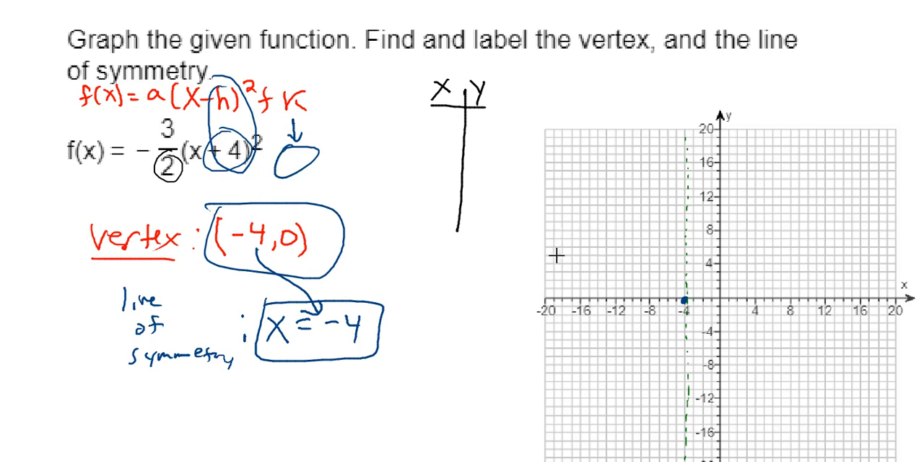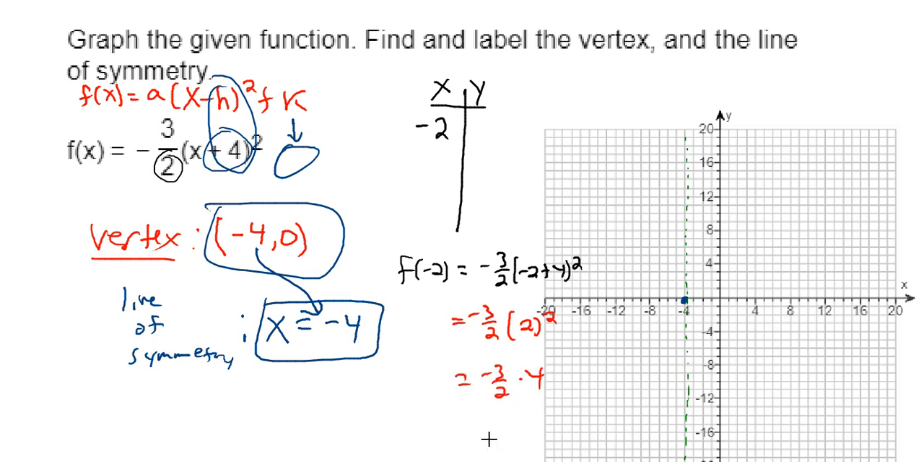So I'm not going to pick 4 though, because that's going to be kind of a big number. I want to stick close to the vertex, so I'm going to pick -2. That keeps me close to the vertex, so the number should stay kind of small, and because it's an even number, I think this will work out nicely. All right, so let's plug in -2 here. We'll get -3/2 times (-2 plus 4) squared, and then we're going to simplify, so we'll get -3/2 times 2 squared, which will be -3/2 times 4.